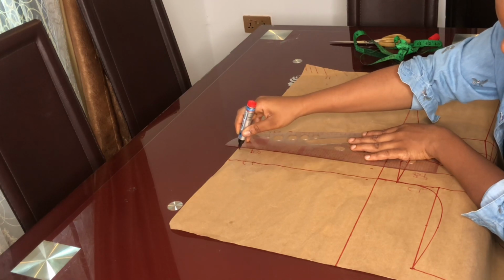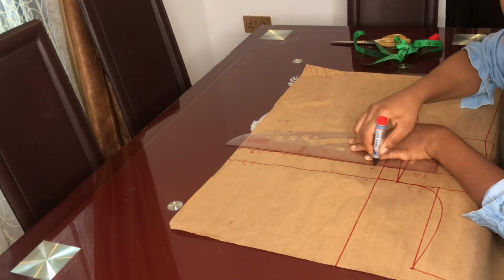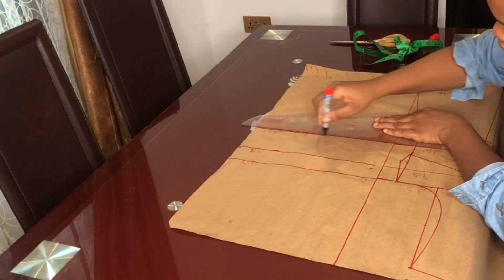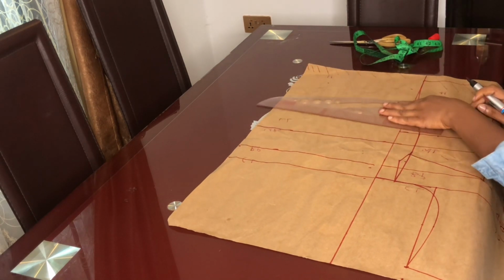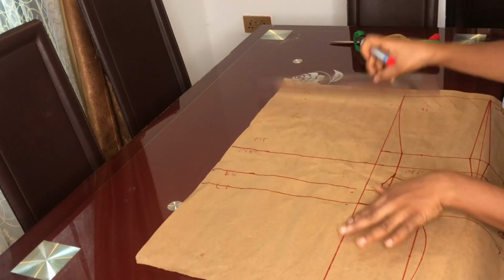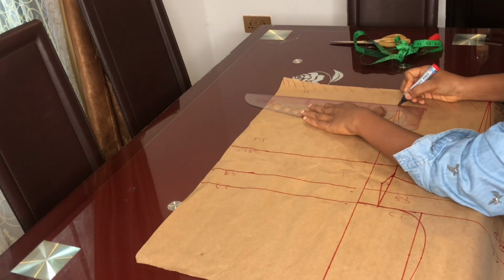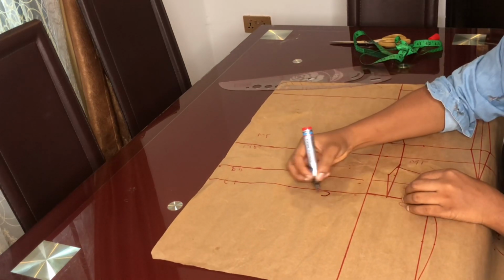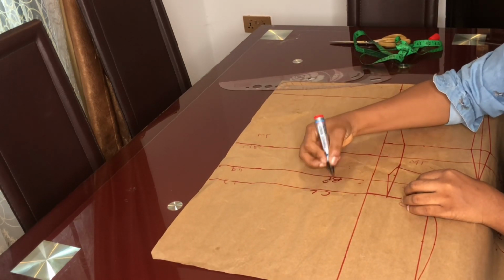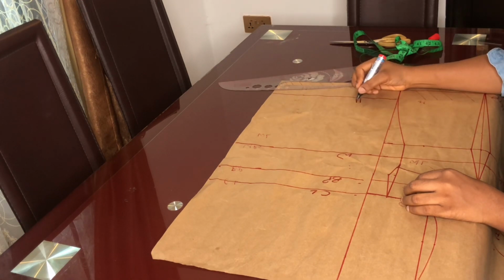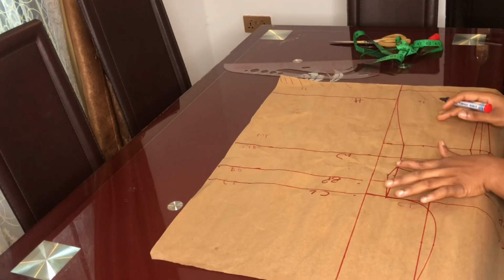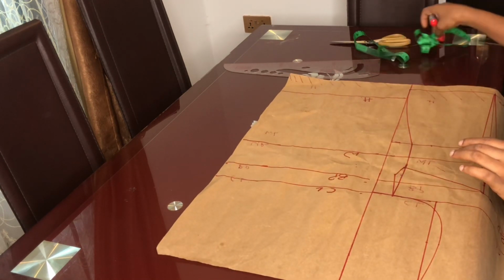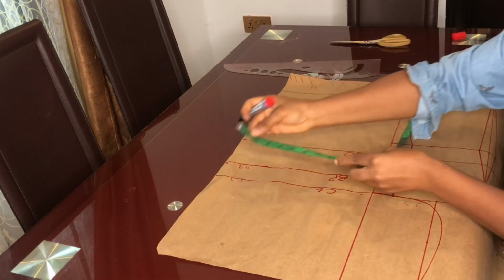Okay, so now I'm just connecting my lines. So where my underbust is for my front is my waist for my back. If you're actually following everything I'm saying, you would understand to this point. So now this is my chest line, my bust point, my waist, and my hip.